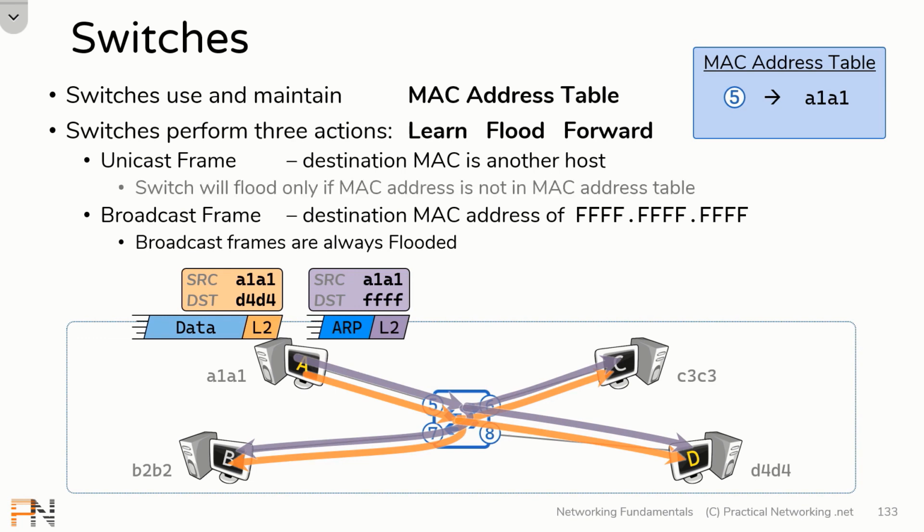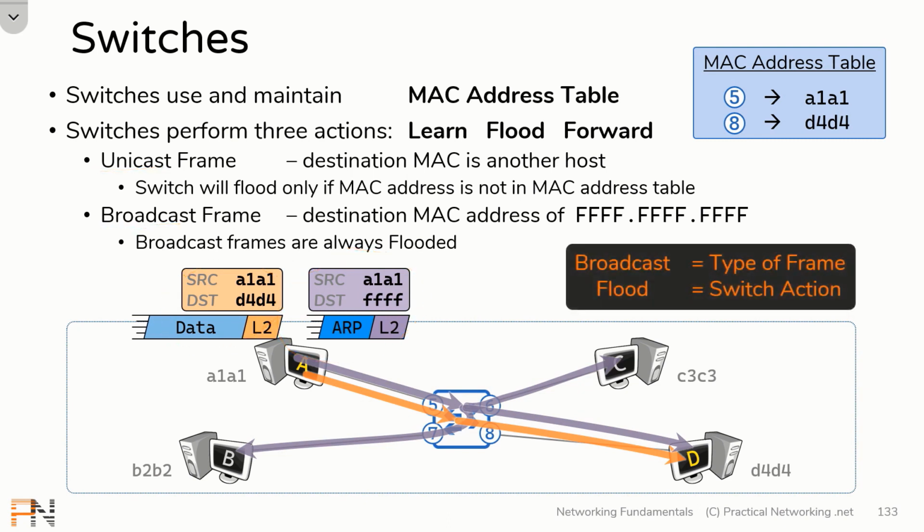Unicast frames, however, are only sometimes flooded, specifically if the destination MAC address is not in the MAC address table. If, at the time of this frame arriving, the switch had known the location of the MAC address D4D4, then this frame would simply be forwarded directly out to host D. The difference I'm trying to point out is the terms unicast and broadcast have to do with a type of frame, and both of those are different from the term flood. Flood is simply an action that a switch will take, whereas a broadcast is an actual type of frame, specifically a frame with a destination MAC address of all Fs.